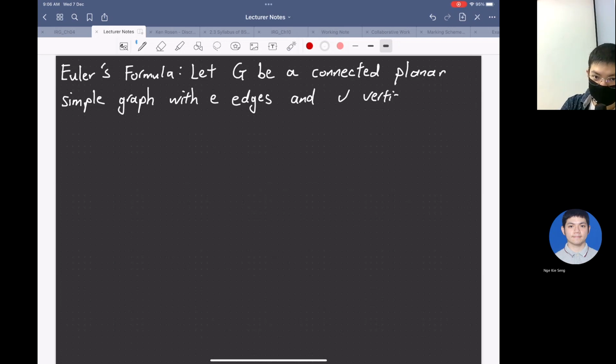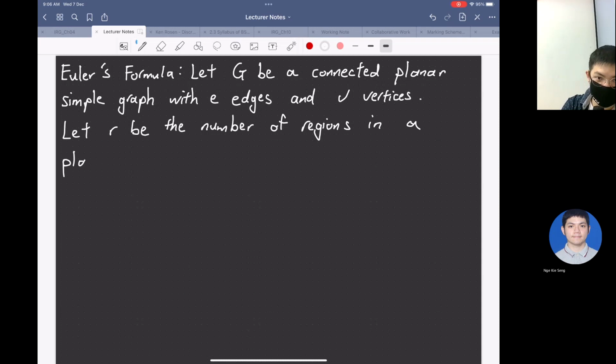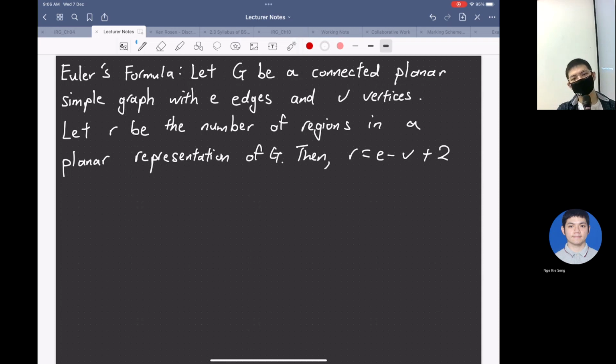Suppose we have E edges, V vertices and R number of regions. How can we combine these three numbers here? Who can remember the formula? Anyone can remember the formula? Yes. So R equals E minus V plus 2. 2 is the Euler characteristic of the planar graph.